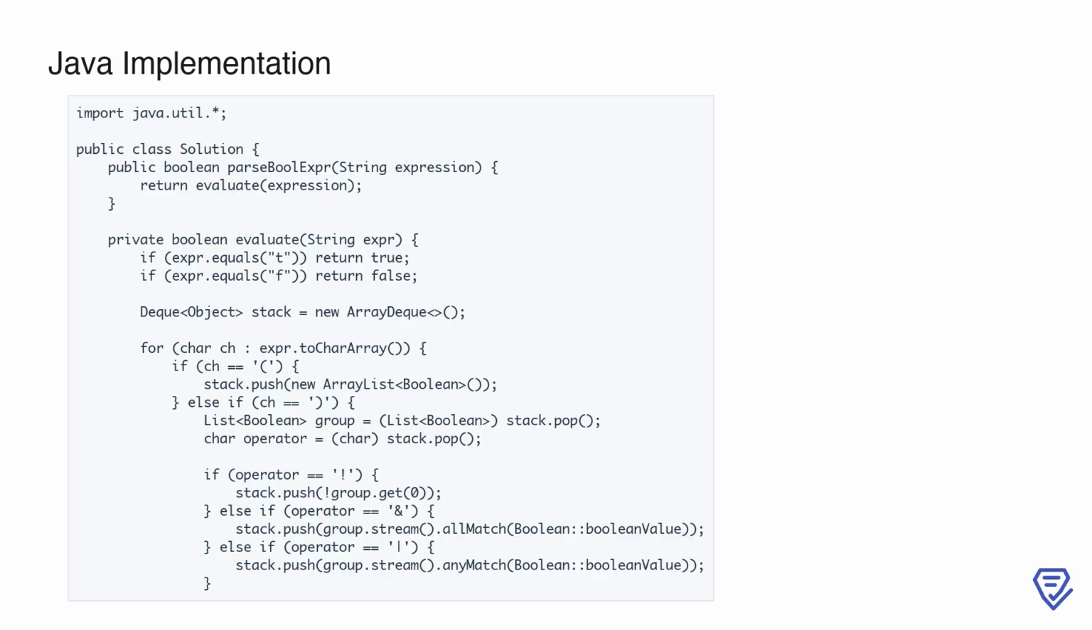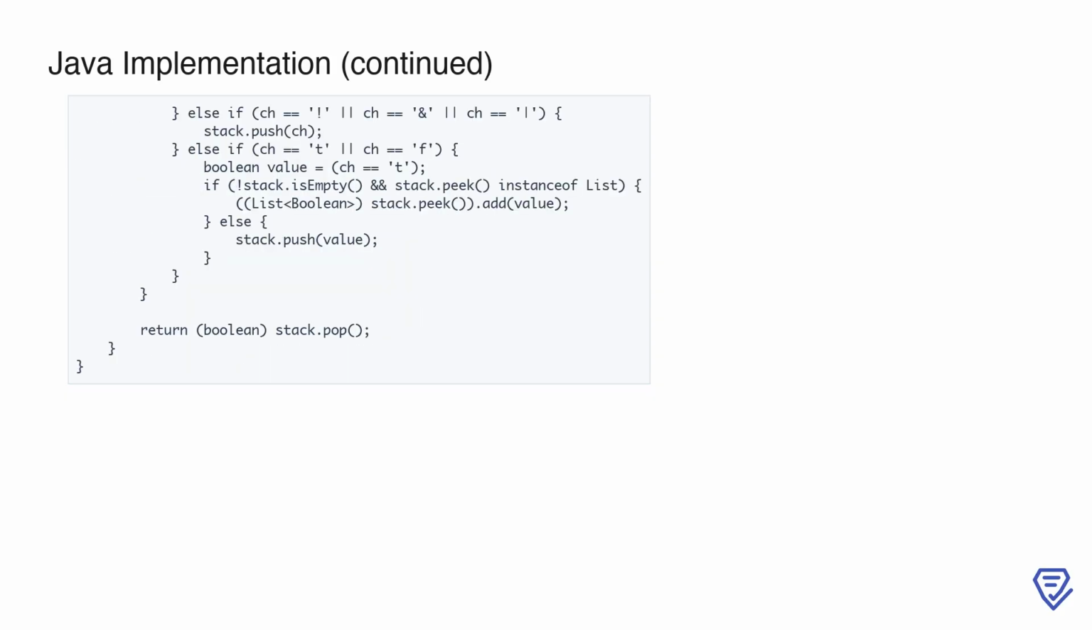For example, if the operator is NOT, we negate the single Boolean value in the group. If it's AND, we check if all the values in the group are true. And if it's OR, we check if any value in the group is true. The result is then pushed back onto the stack for further evaluation. Now, when we encounter an operator such as AND, OR, or NOT, we simply push it onto the stack. These operators will be used later when we process their corresponding groups.